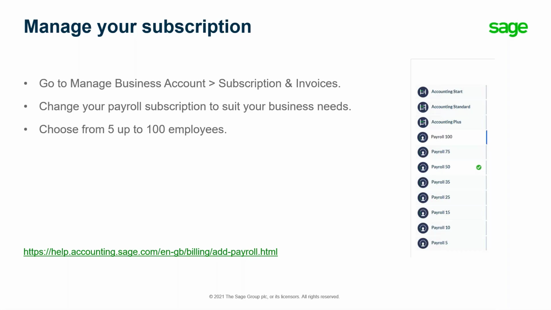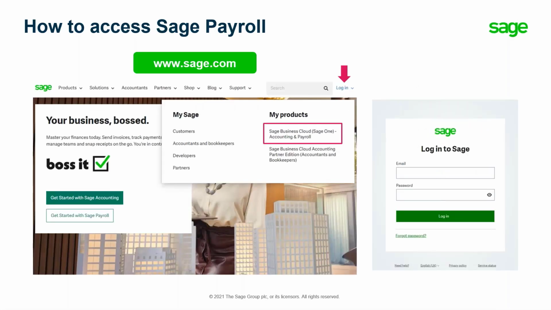So I want to give you a quick look around the software and remind you how to access Sage Business Cloud Payroll. It's really simple to do. Open your preferred browser and head to sage.com. Then click the login option, which you find in the top right-hand side of the screen, and click Sage Business Cloud, Accounting and Payroll. From that point, enter your email address and password, and then you are logged in to the software.